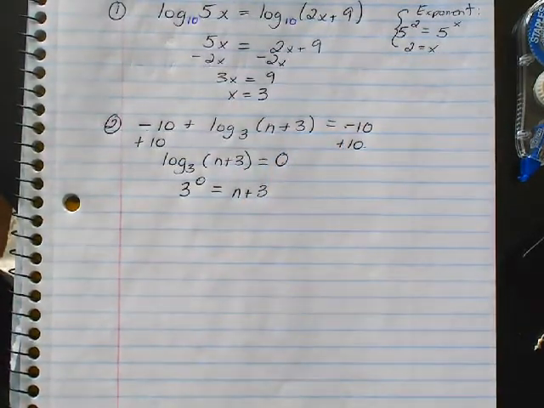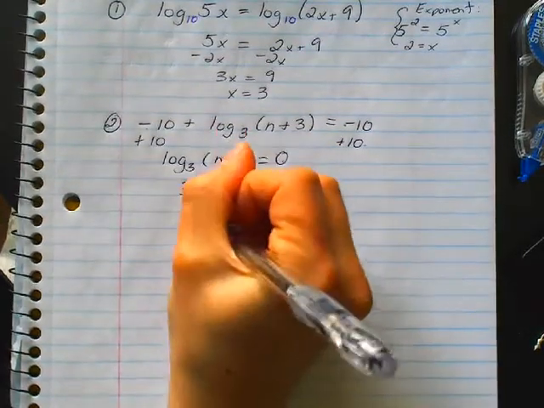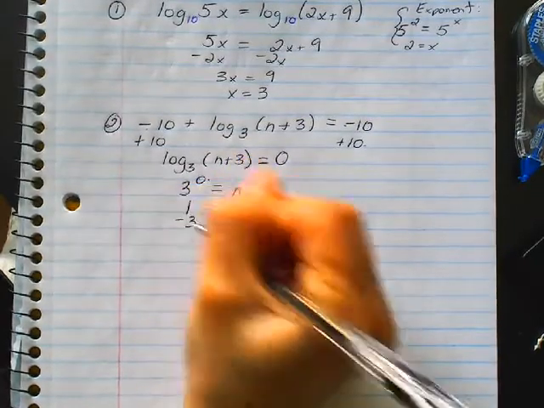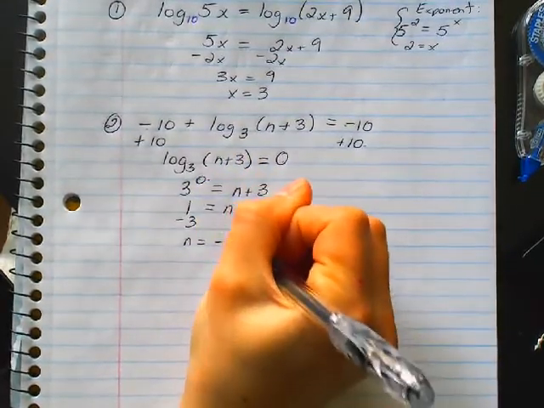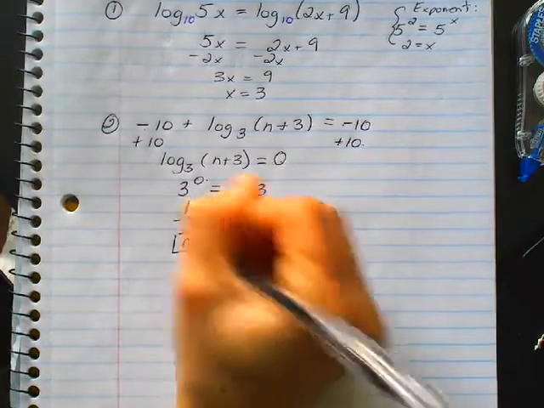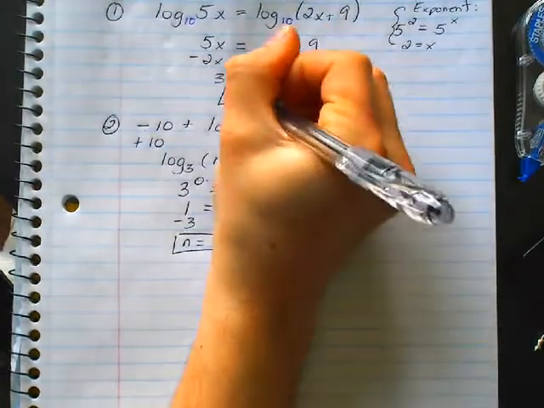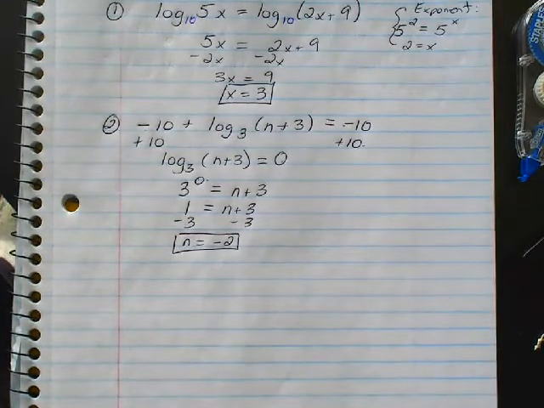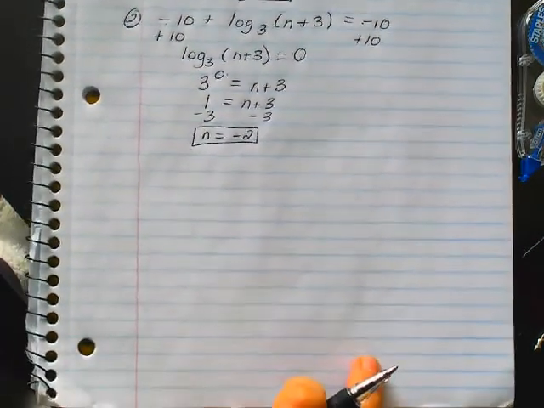And now we just have a simple algebra problem. Anything raised to the 0 power is 1. Subtract 3 from both sides. n equals negative 2. Final answer. So again, one step tougher. They're going to get tougher every step of the way. Number 3.